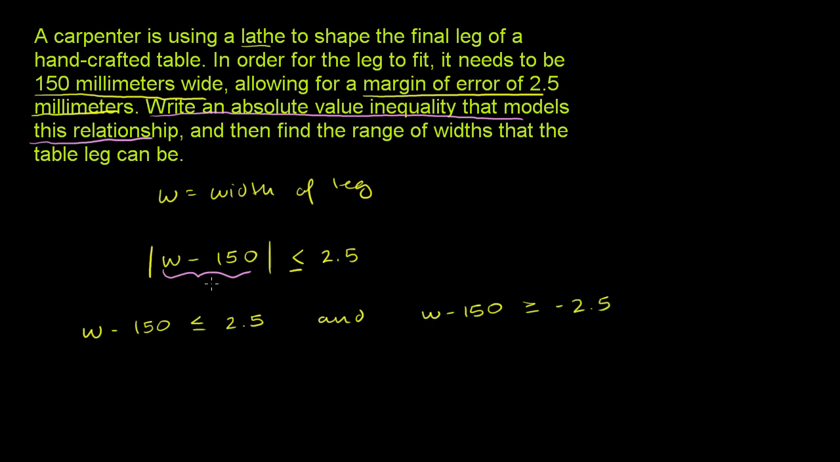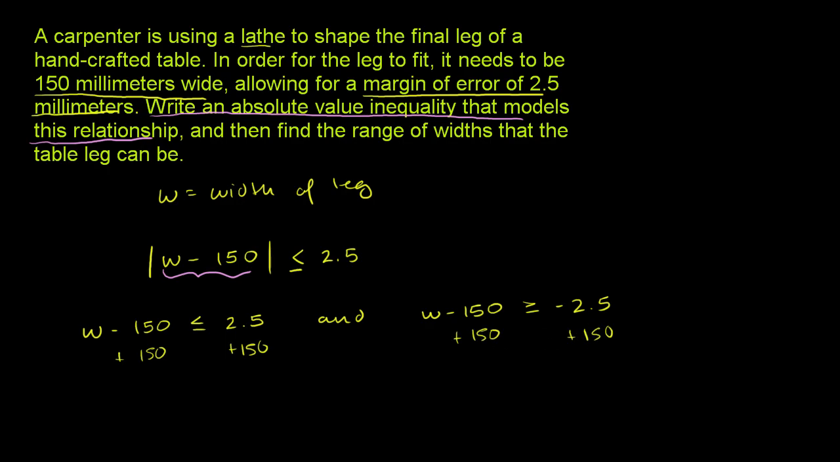If the absolute value of something is less than 2.5, that means its distance from 0 is less than 2.5. For something's distance from 0 to be less than 2.5, in the positive direction, it has to be less than 2.5. But it also cannot be any more negative than negative 2.5. And we saw that in the last few videos. So let's solve each of these. If we add 150 to both sides of these equations, we can actually do it to both of them simultaneously. Let's add 150 on this side too.